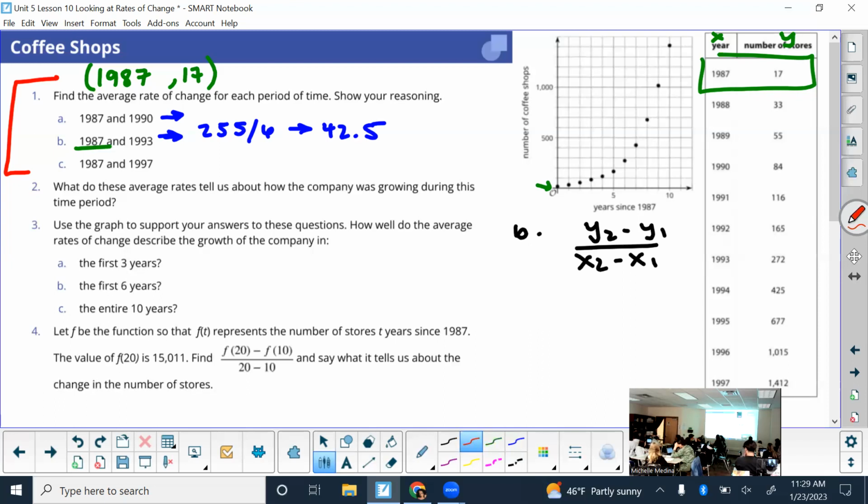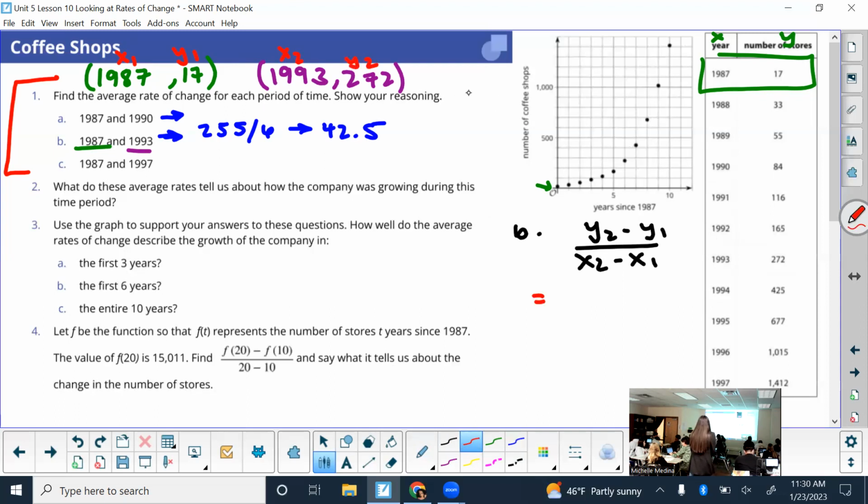I'm going to make it X1, Y1 just for fun. The other coordinate for 1993: what's the input at 1993? 1993, that's my year. And what's the output? 272 is correct. We're looking at part B right now. So figure out what your X1, Y1 would be. This one would be my X2, Y2 then, and plug it into this equation.